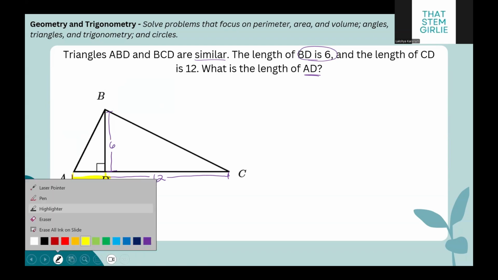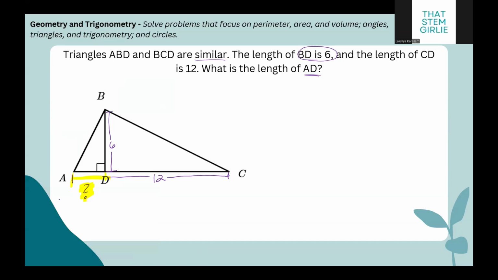Okay. So the main thing with this is that ABD and BCD are similar. Let's go ahead and color code them now. So ABD is this small one right here, A, B, and D. So this is one of the triangles that we are evaluating. And then BCD, which is B, C, and D. So this is the other triangle that we are evaluating.